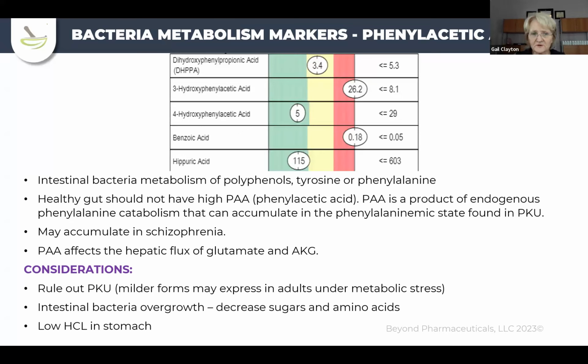With intestinal bacteria overgrowth, you always want to decrease sugars and amino acids, and then maybe retest, do a gut protocol. It can also be a reflection of low hydrochloric acid in the stomach. If we're not making sufficient gastric acid, then we can't kill all the pathogens on our food, and it allows for excessive overgrowth.